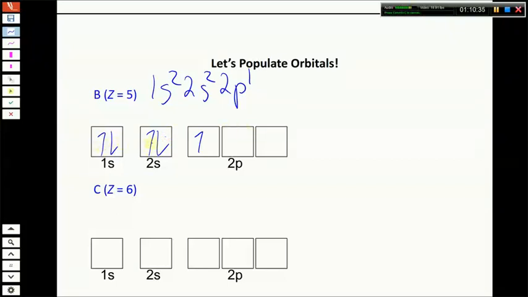You have to fill 1s and 2s completely. There's no exceptions to that because that's the Aufbau principle. These come in order of energy, but once you get to this last one, you only have one electron left. Again, there's a few choices for how you do that.